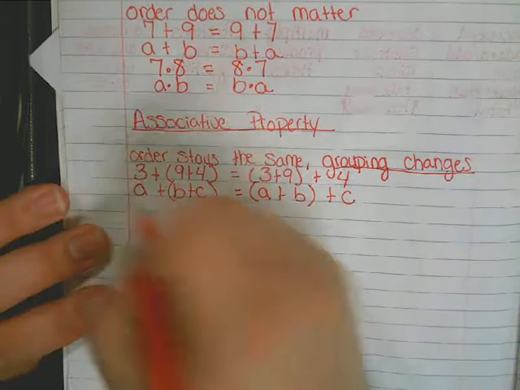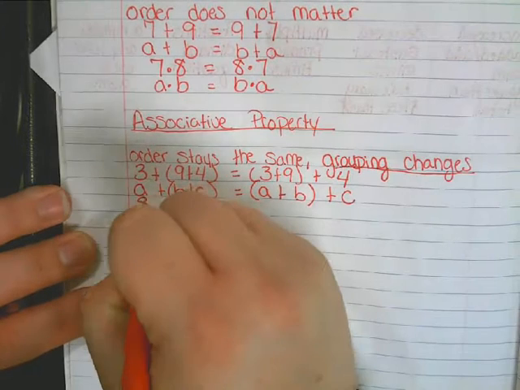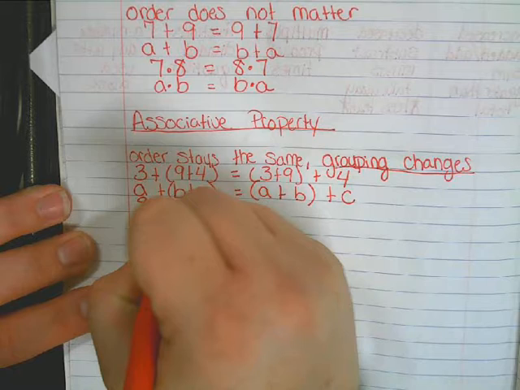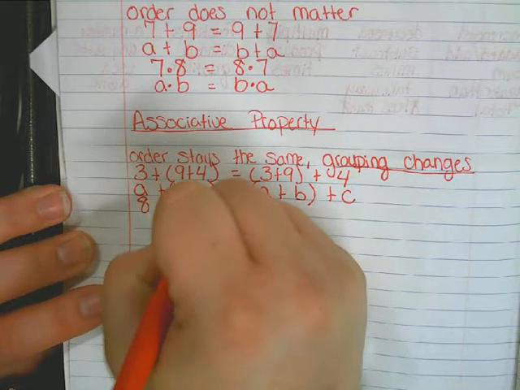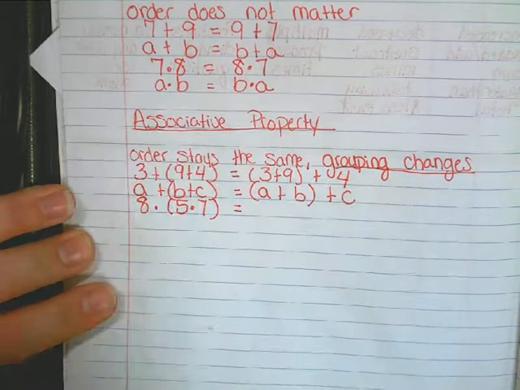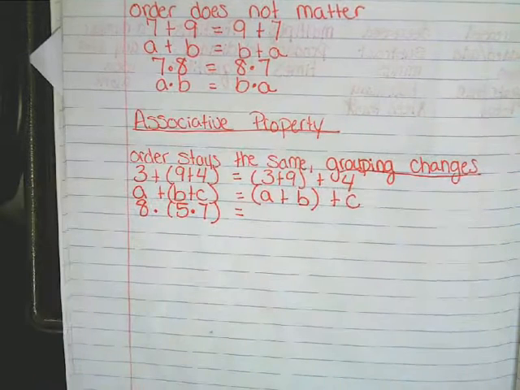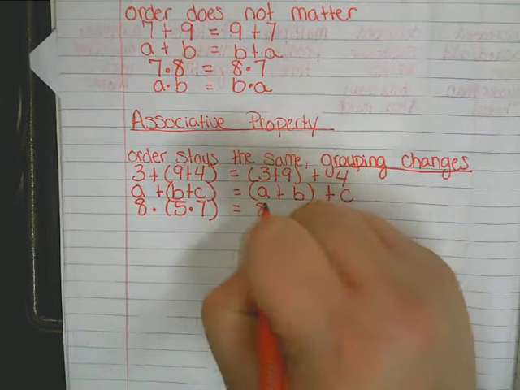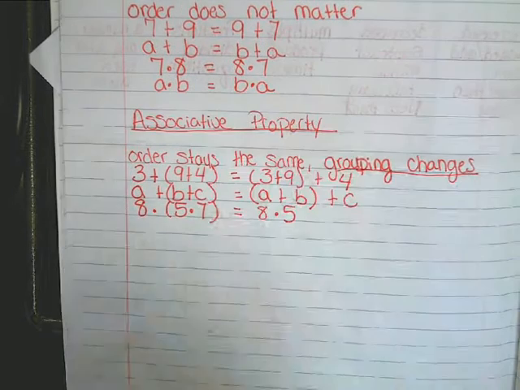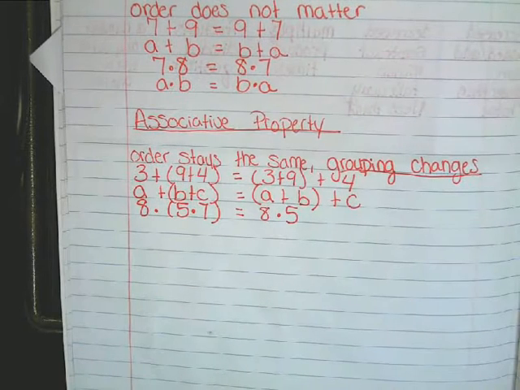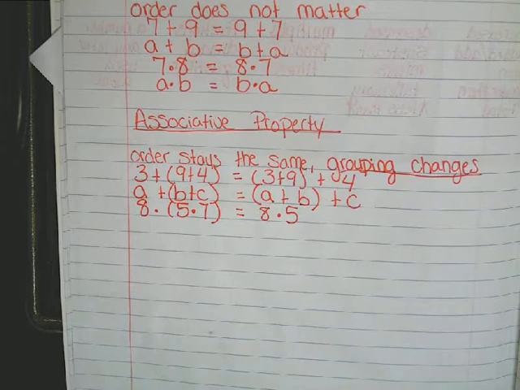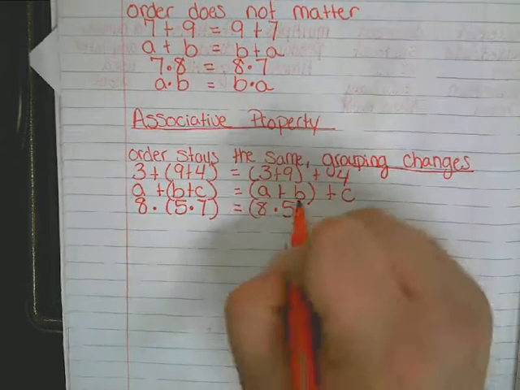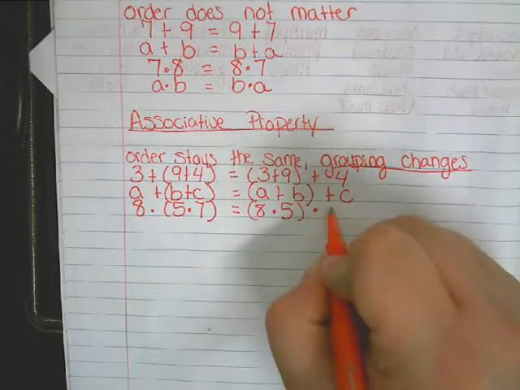What about with multiplication? So let's say I have 8 times, in parentheses, 5 times 7. So what am I going to do? 8 times 5. Then all I'm doing is 8 times 5? No, 8 and 5, plus 4 times 7. Times 7. Good.